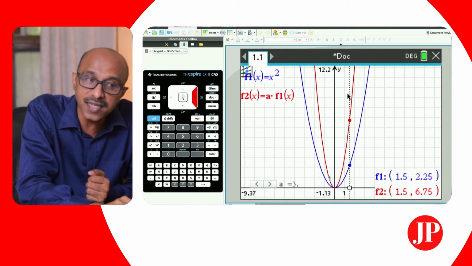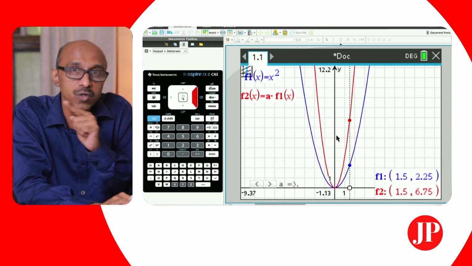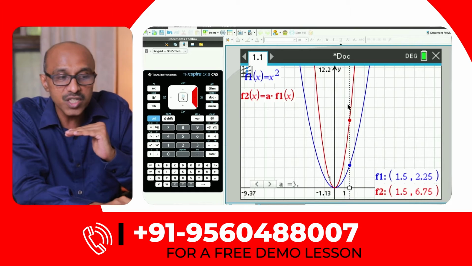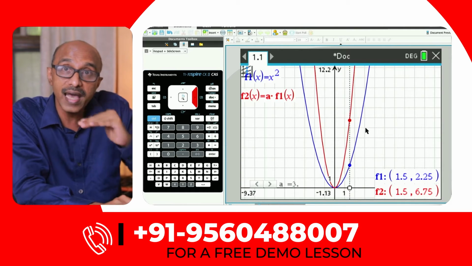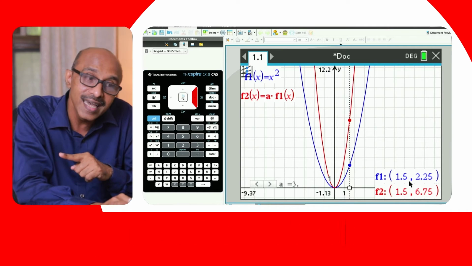Stretched away from the x-axis, but the stretching is along the y-axis. Notice the choice of words. Stretched from the x-axis, but that stretch is happening along the y-axis. Okay, that's why it's affecting only the y-coordinate and not the x-coordinate.